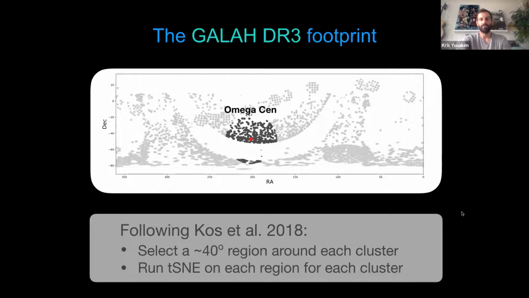But I can just briefly mention that this works for open clusters, globular clusters, and even accreted halo substructures like Gaia-Sausage-Enceladus.